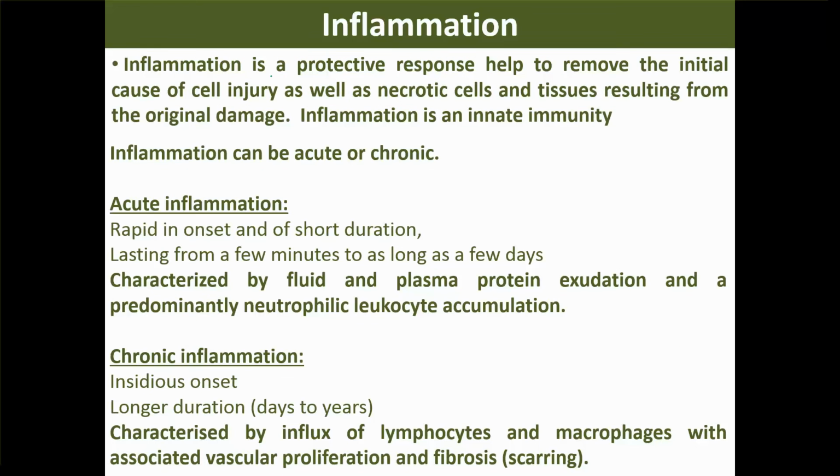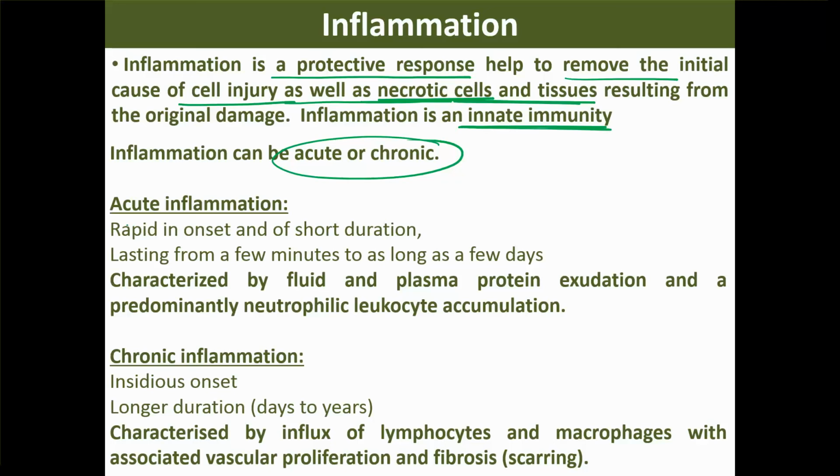Inflammation is a protective response which helps to remove the cell injury, necrotic cells and tissues, which have to be removed. So for that we need inflammation. Inflammation is there from birth. It is called innate immunity. Inflammation can be acute or chronic, depending upon the duration and the cells involved.